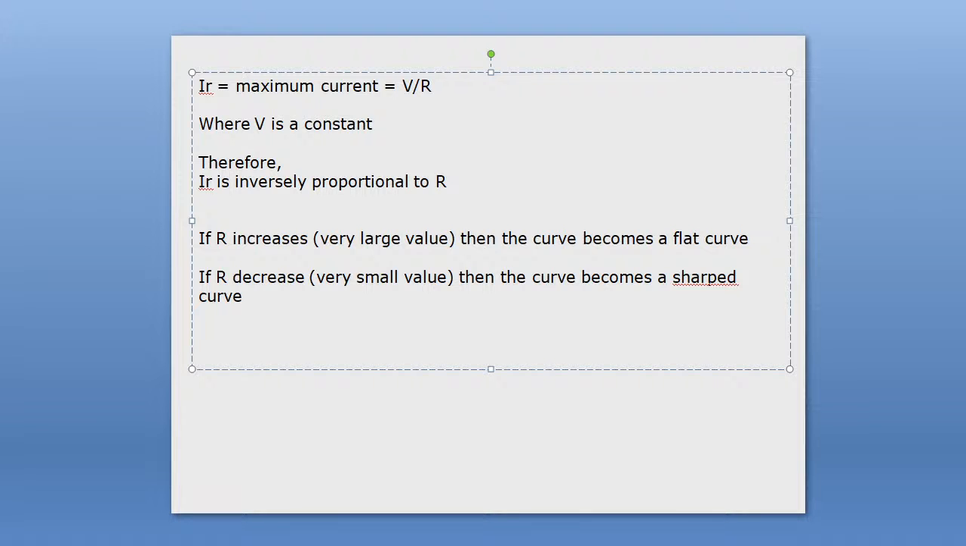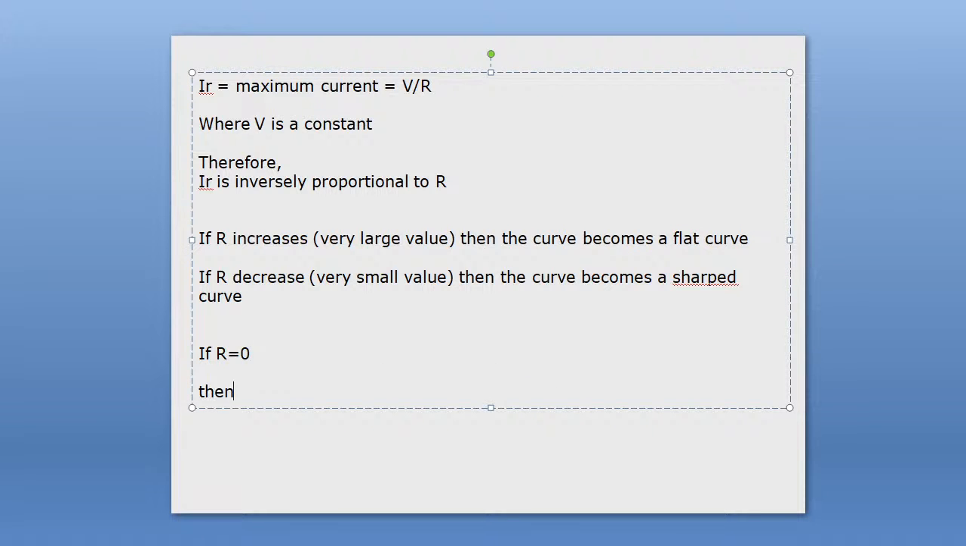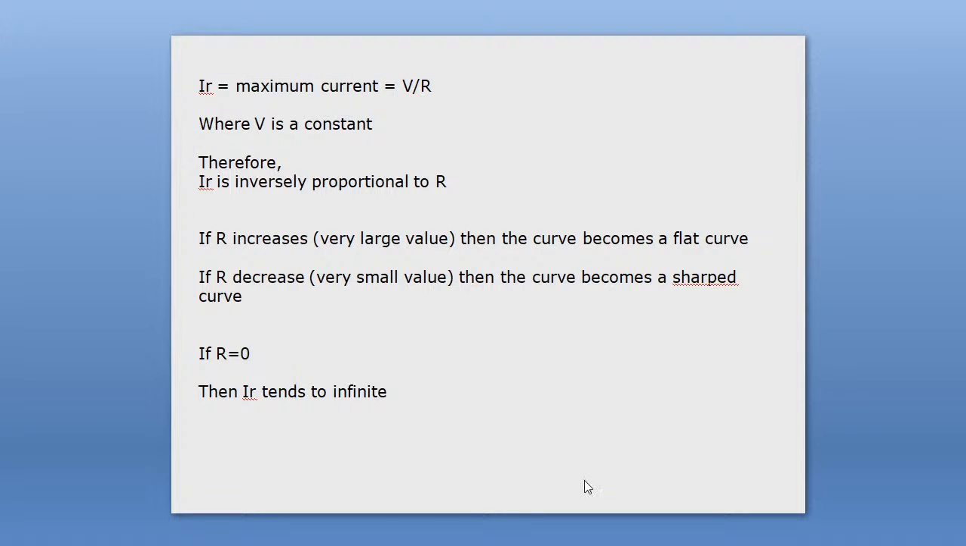When R equals 0, I_R tends to infinity. Everyone try to understand this point.